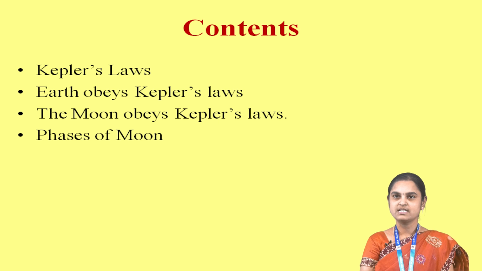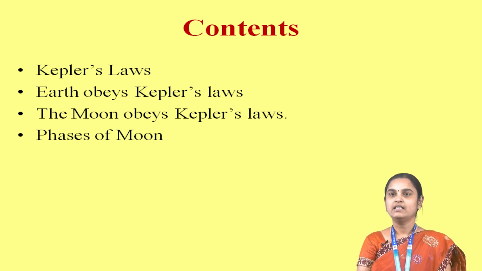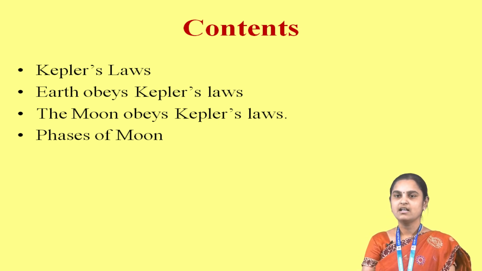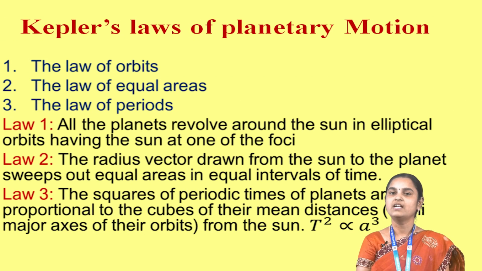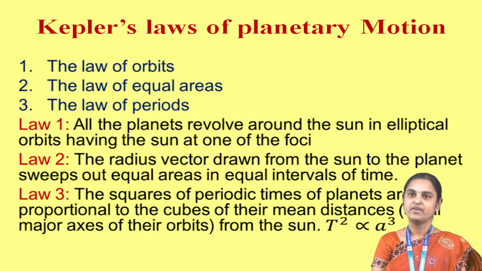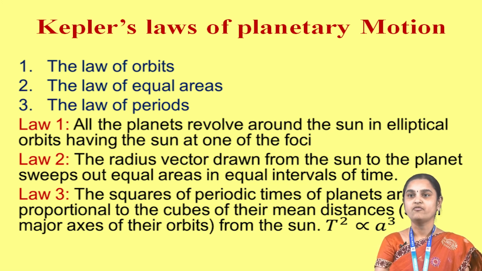First of all, we are going to discuss Kepler's laws and the way Earth obeys Kepler's laws, with some definitions on perihelion, aphelion, perigee and apogee. The moon obeys Kepler's laws, and again a few definitions like elongations, conjunction, opposition of the moon and phases of the moon. So first of all, let's start with the three laws of Kepler: Kepler's laws of planetary motion.